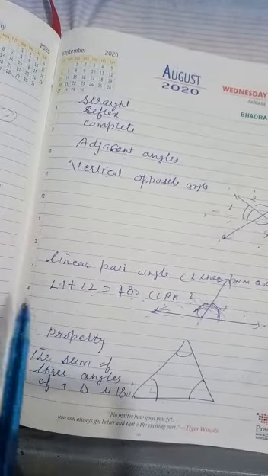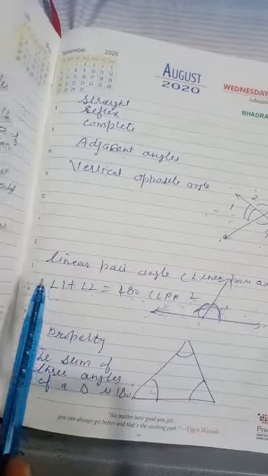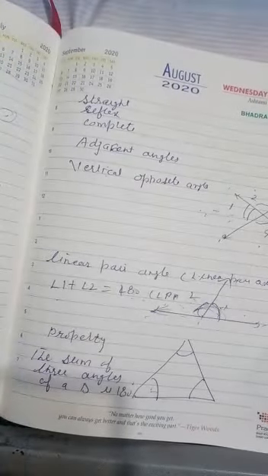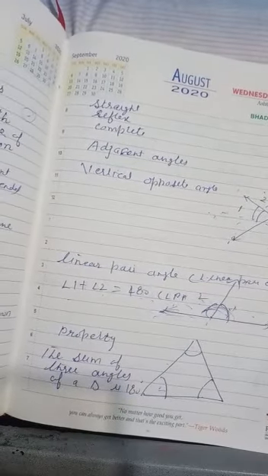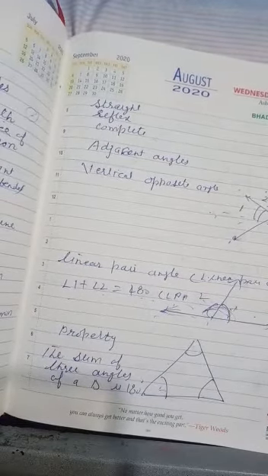Clear? Now after that, what are adjacent angles? Adjacent angles are what? Two angles that are in such a way that they have one common vertex and one common arm.